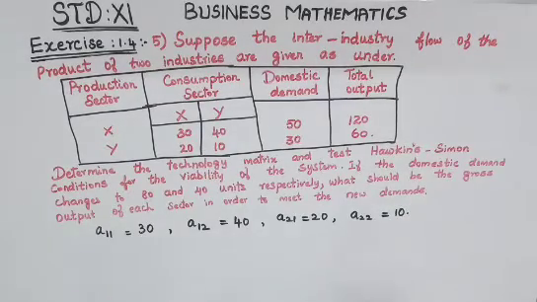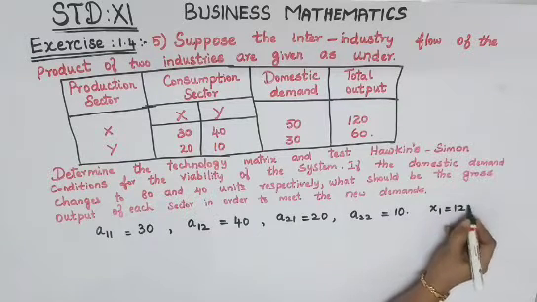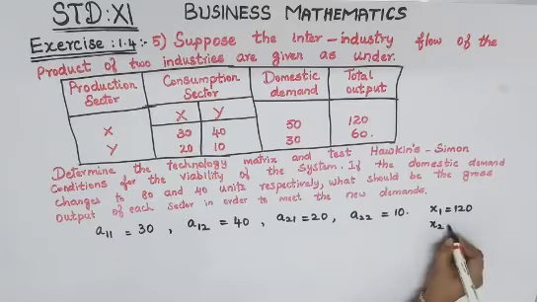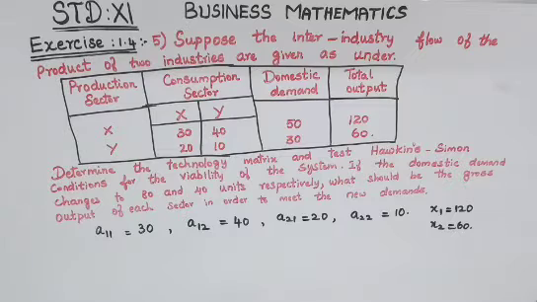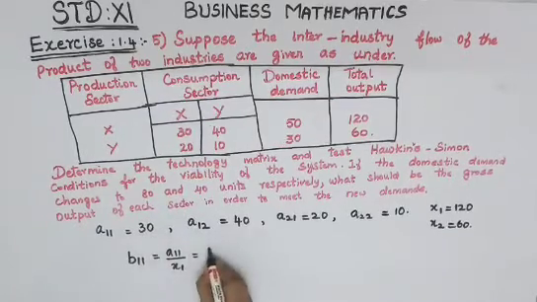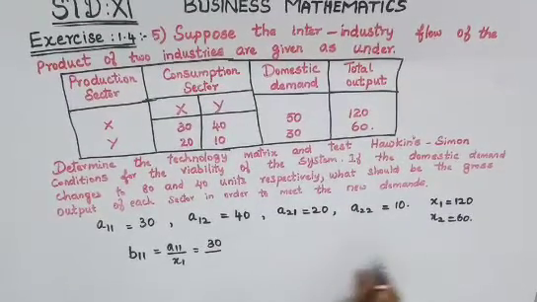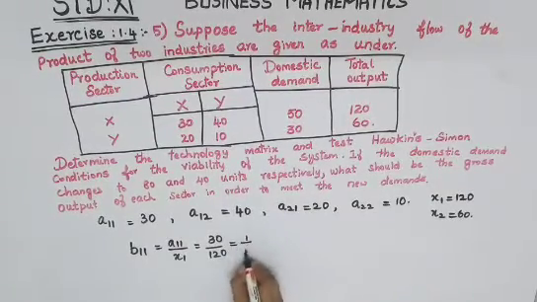So write your total output: X1 is equal to 120 and your next output is given, X2 is equal to 60. So you'll have to find your technology matrix. For that you need your B. To find your B, each element you'll have to find separately. So B11, for that your formula is A11 divided by X1. We have declared A11 already, so that is equal to 30 divided by X1, which is 120. So 30 by 120, you will have it as 1 by 4.